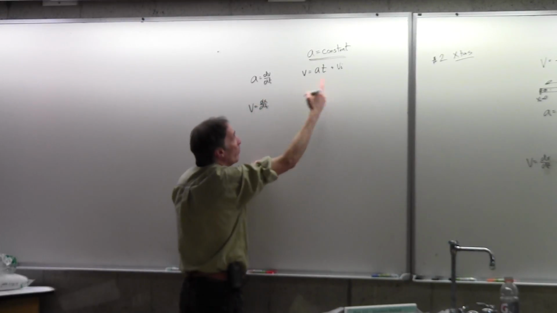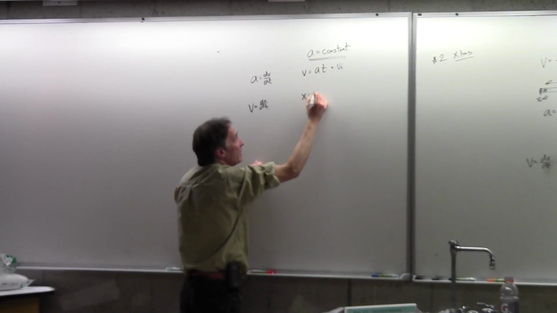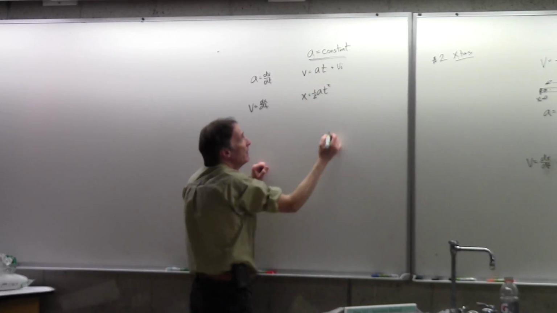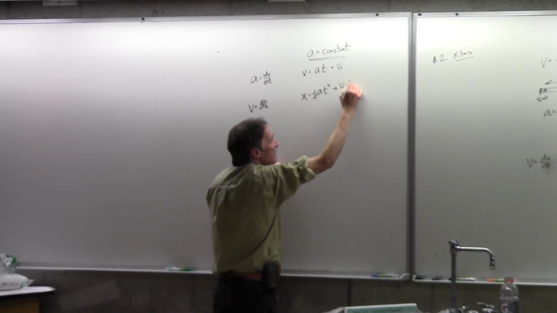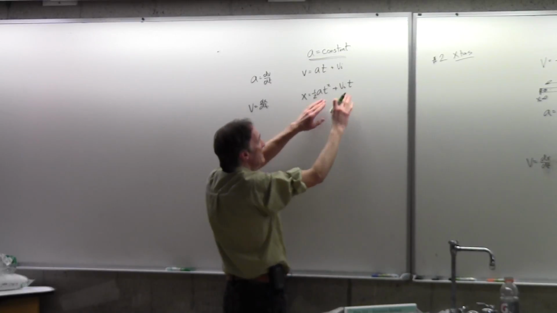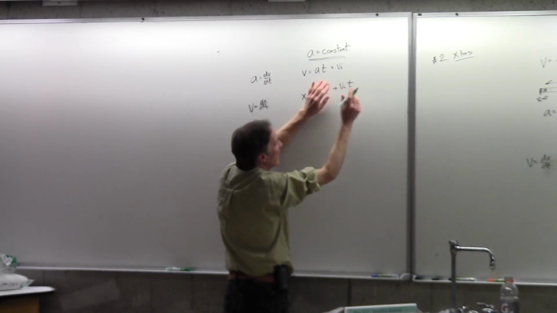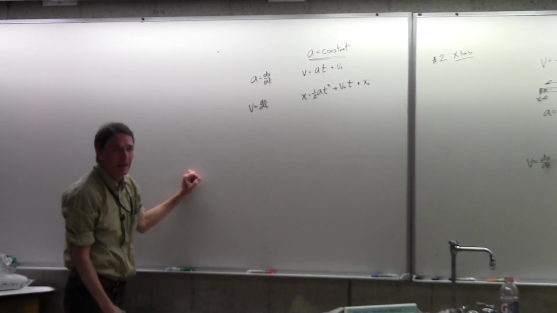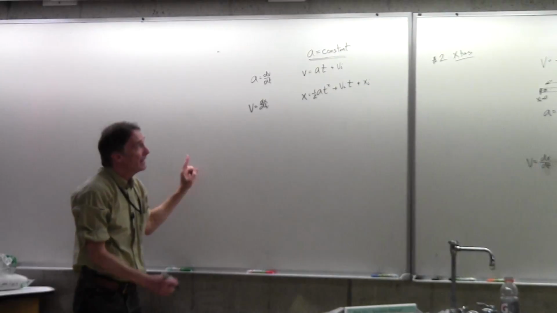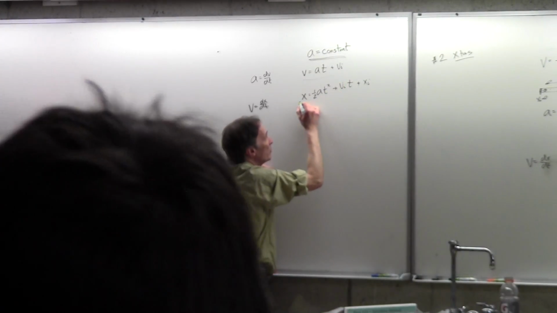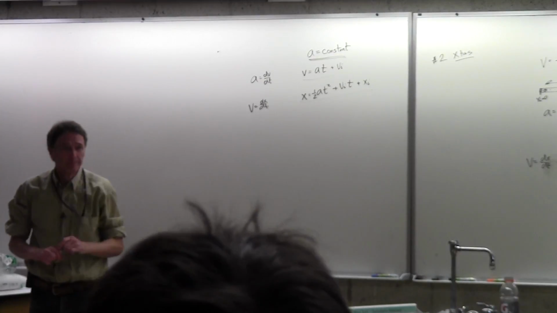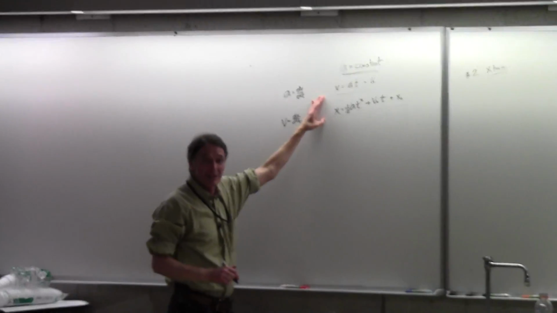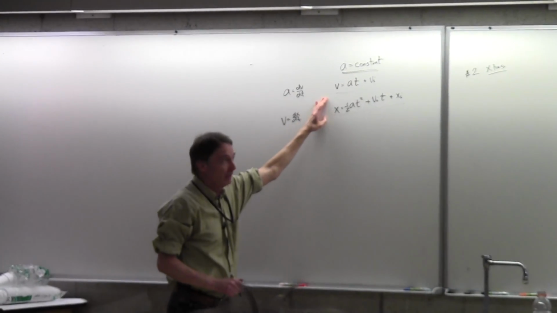And I can integrate one more time to get x is going to be one half at squared plus the initial velocity times time plus, when t is equal to 0, some integration constant, which is going to be the initial position. We've got that. So these are our basic equations we're going to use for constant acceleration. And you really can do virtually all these problems with just this idea. And this is the fundamental idea.